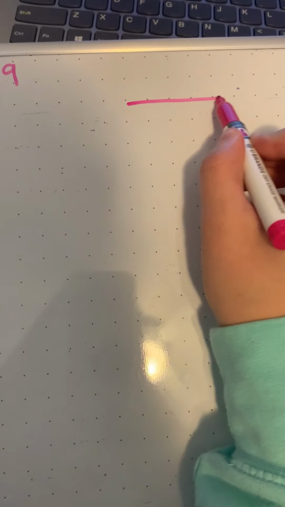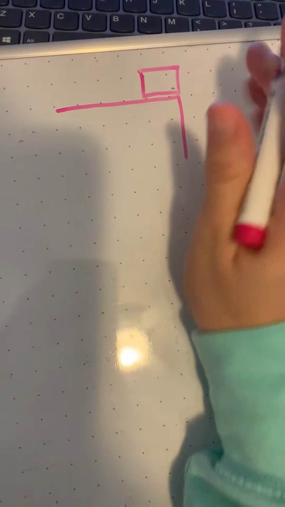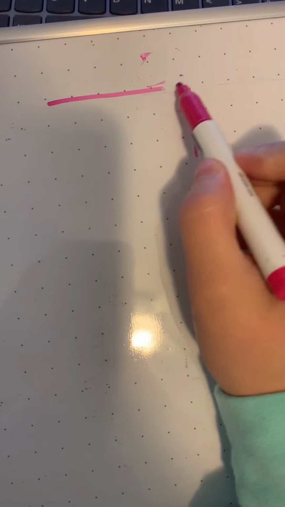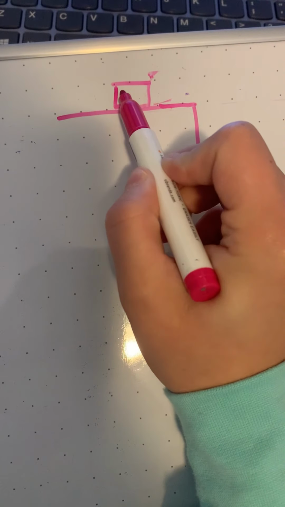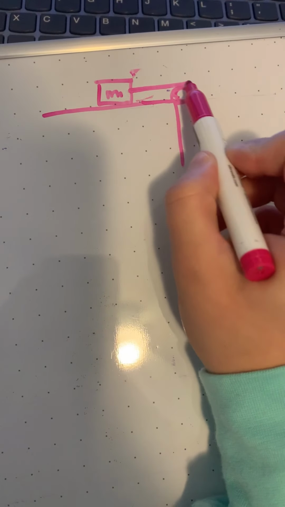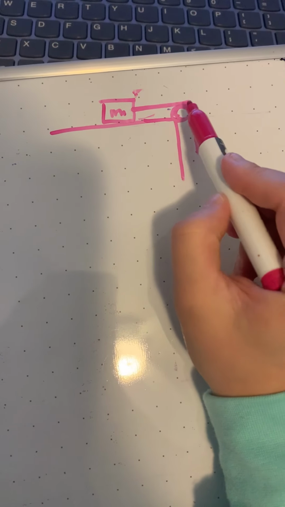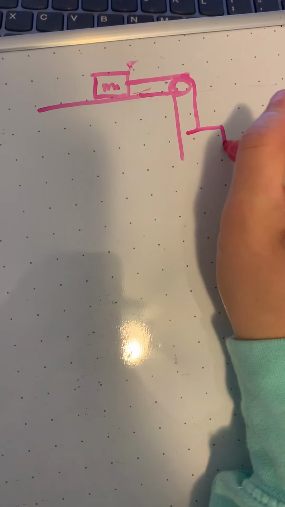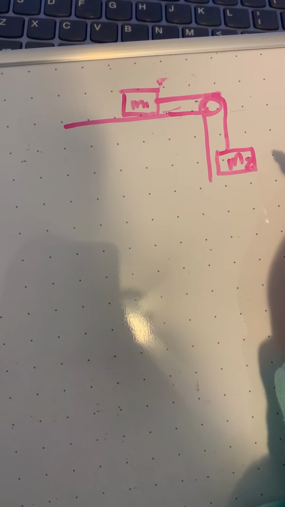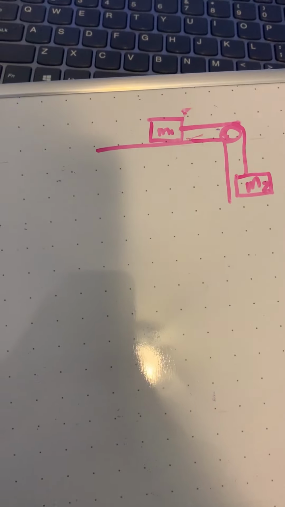Okay, so here we have our table. I'm going to write my little diagram. We have this block, we'll call this block M1. And we have a string that's passing over a pulley. Remember, the only way for this string to have force is if this pulley is here. Then we have mass 2. So our question is asking us, what is the acceleration that this block is being pulled downwards?